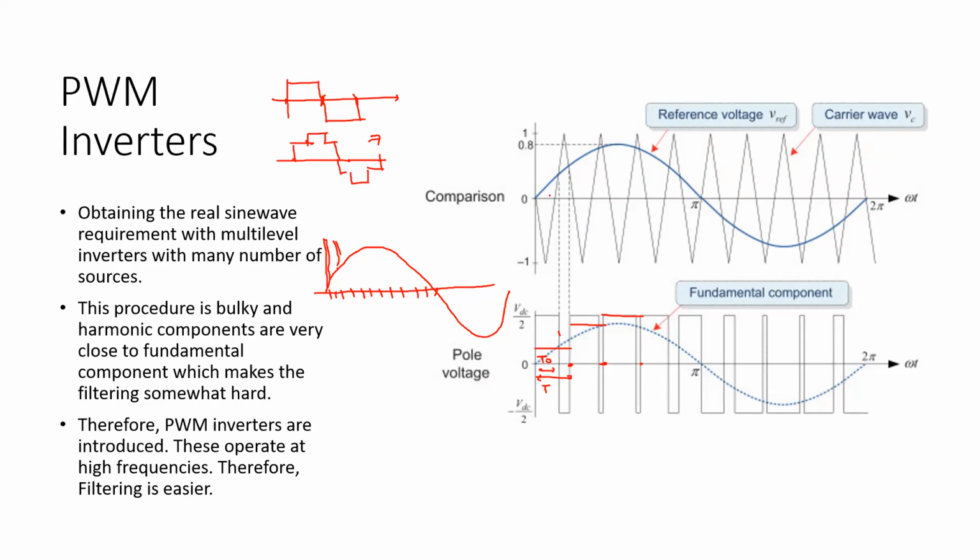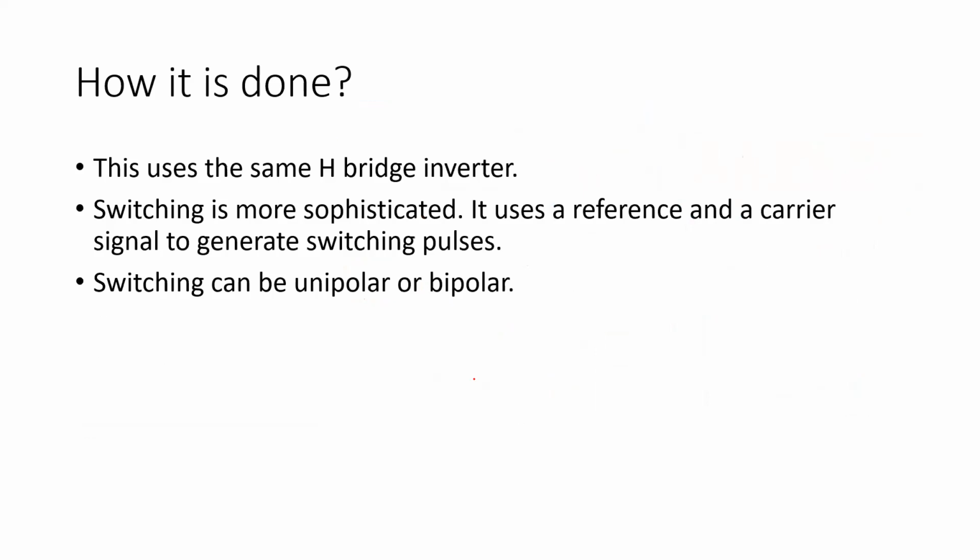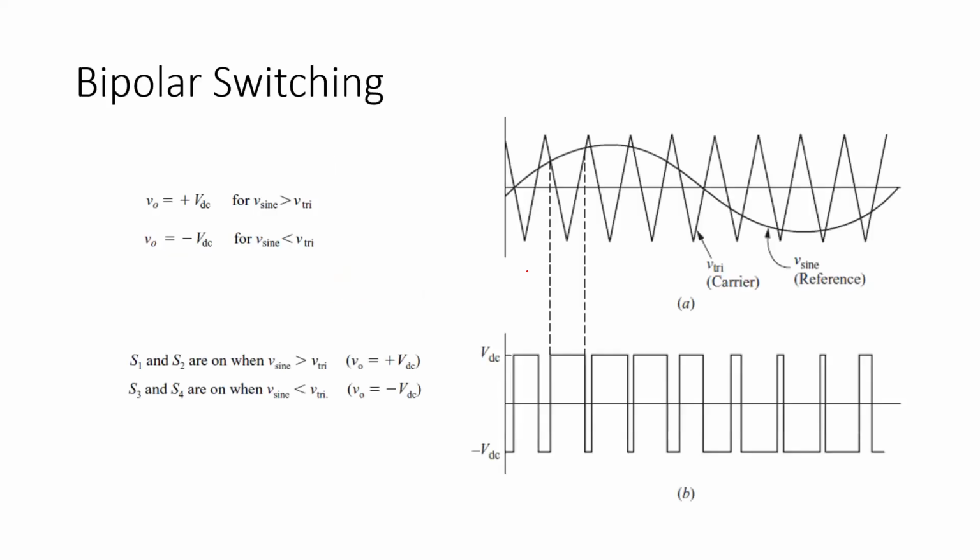So what you do, in here, I will explain in the next slide. These points are a little bit important. So this still uses the H bridge inverter, and switching is more sophisticated. As I said earlier, there's a reference and a carrier signal, and switching can be done unipolar or bipolar. So let's consider bipolar switching.